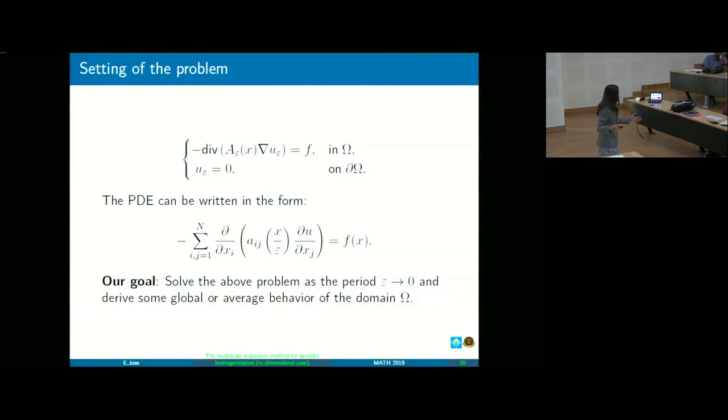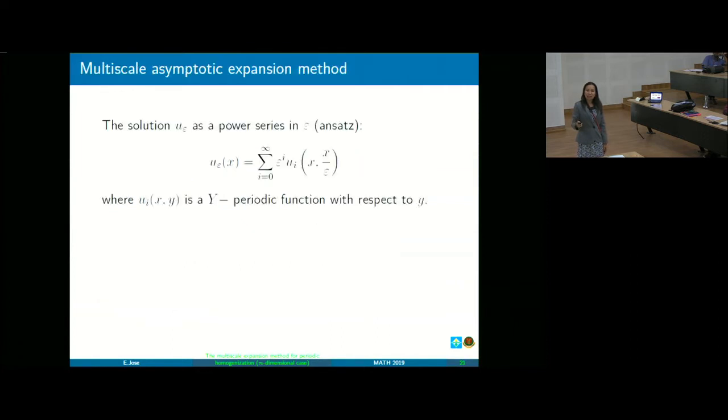So we keep repeating our goal, our aim, for clarity. With the multi-scale asymptotic expansion method, you express your solution u epsilon as a power series in epsilon. You can write it in summation form, and each u_i is a Y-periodic function with respect to y.